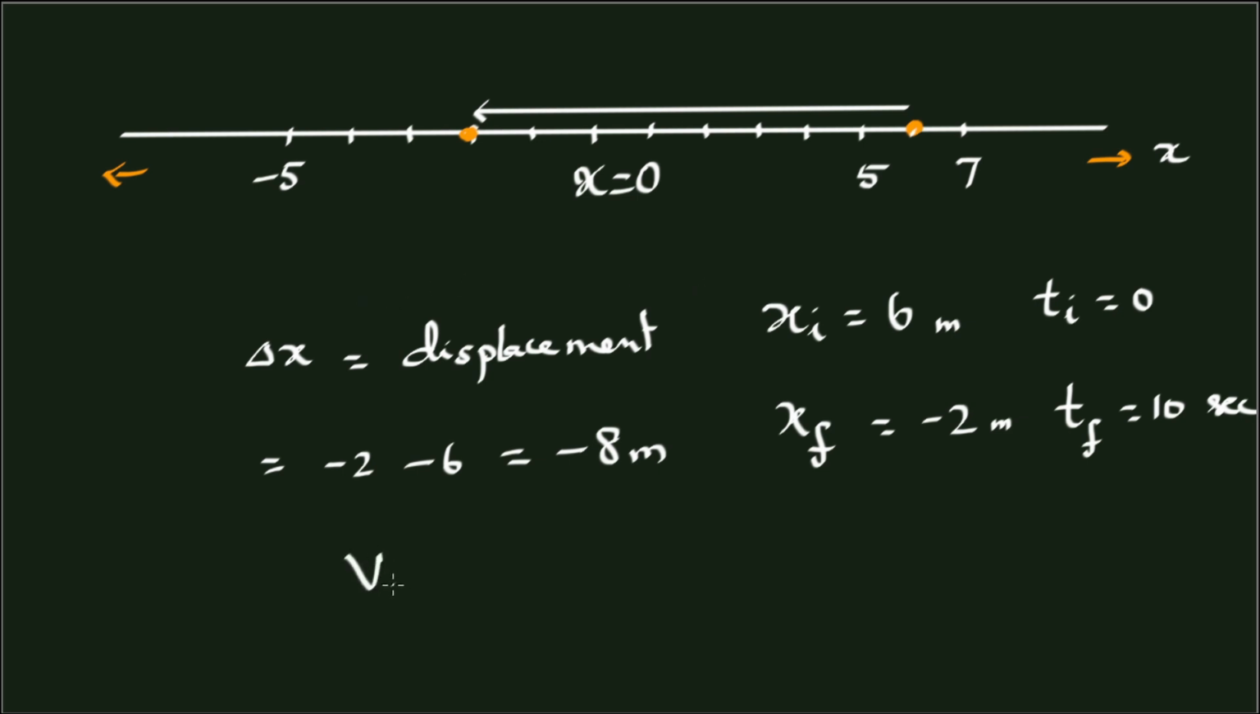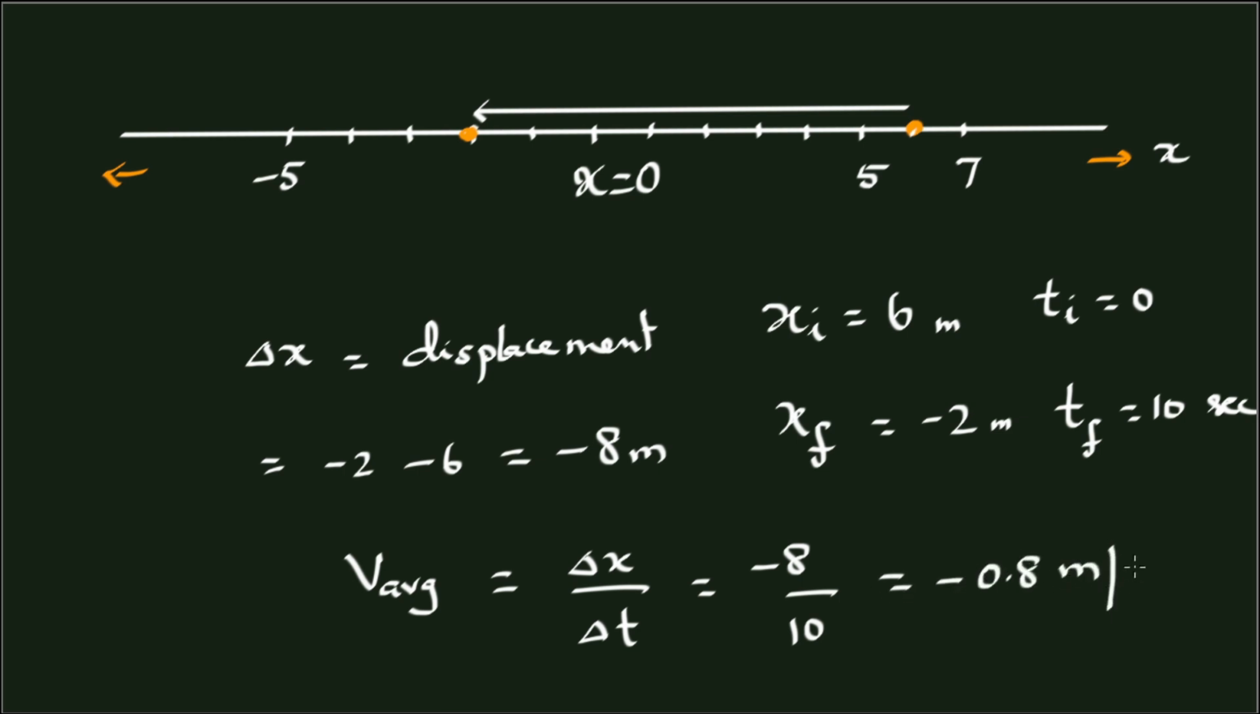Now we define the average velocity during the 10 seconds as the displacement divided by the time interval during which the displacement took place, which is -8 divided by 10. That gives me -0.8 meters per second.